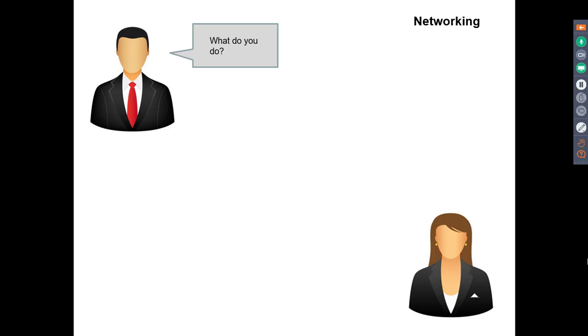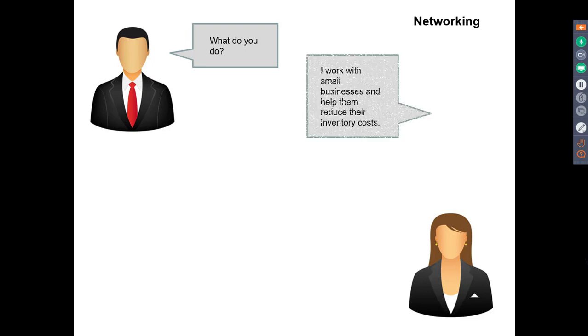So that's a great moment to share your value proposition instead of saying what you sell. What that might look like is, I work with small businesses and help them to reduce their inventory costs. That's more interesting. It's less autopilot-ish than, what do you do? I sell this. It's kind of a curveball, and it invites more conversation.